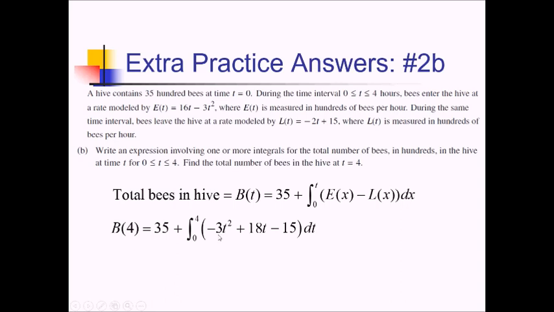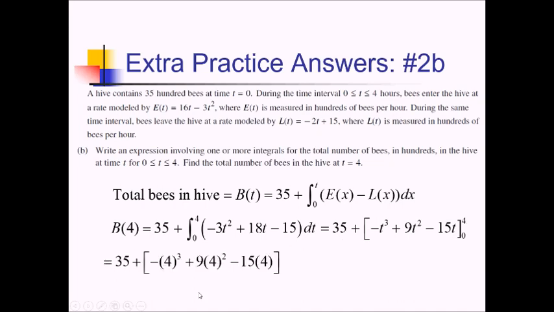Let's take our antiderivative now. So this is going to be bumping up to a 3 for the exponent. Dividing by that, I have negative t cubed, and I still have that 35 out in front. So negative t cubed plus, this bumps up to a 2 for the exponent. Dividing, we have 9t squared. And then finally, this is going to be minus 15t, all evaluated from 0 to 4. So that's 35 plus all of this stuff with 4 plugged in minus all of this stuff with 0 plugged in. Now all of this stuff with 0 plugged in is just going to be 0, so that's nice.